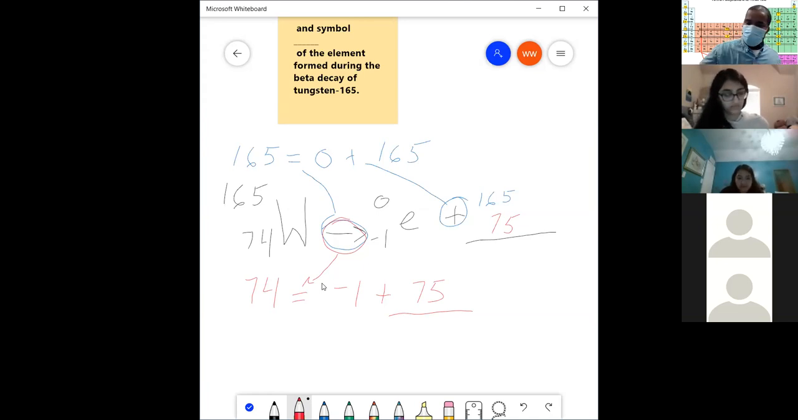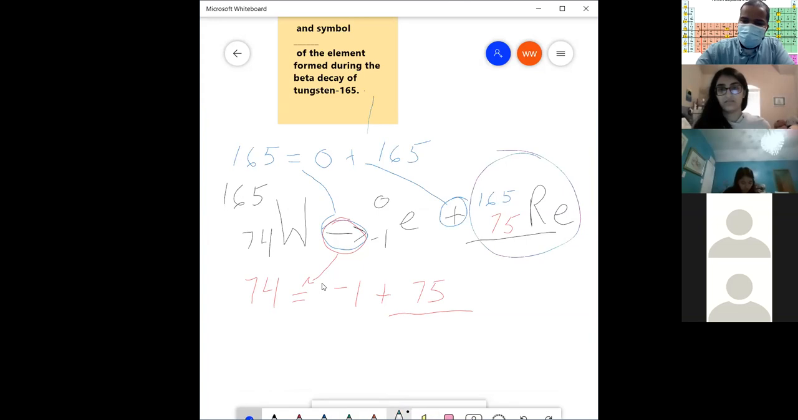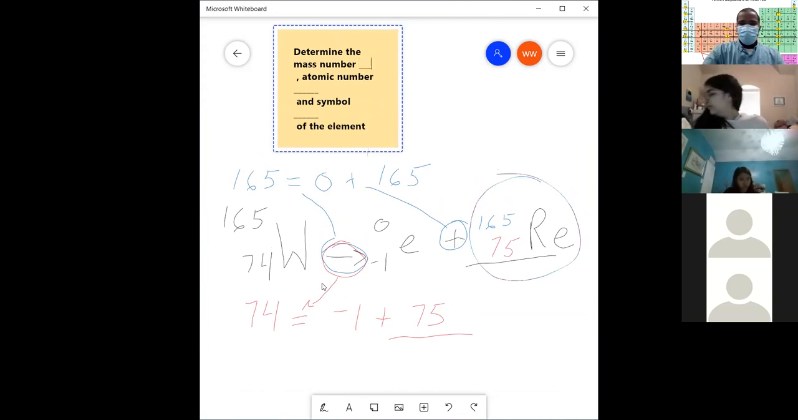R-E. Excellent. Thank you, Avery. Do you agree, Caitlin? There we go, R-E. And now we have our answer. Good job, guys. So now all we got to do is plug it into the problem. So our problem asked us for, let's look at this again. It says, determine the mass number. So Uma, what's the mass number here? 165. Thank you, ma'am. 165.